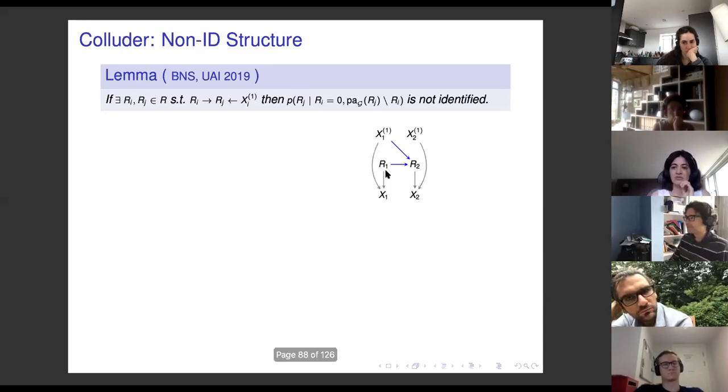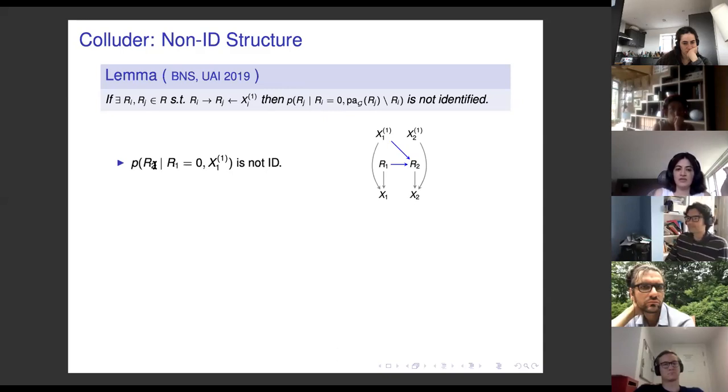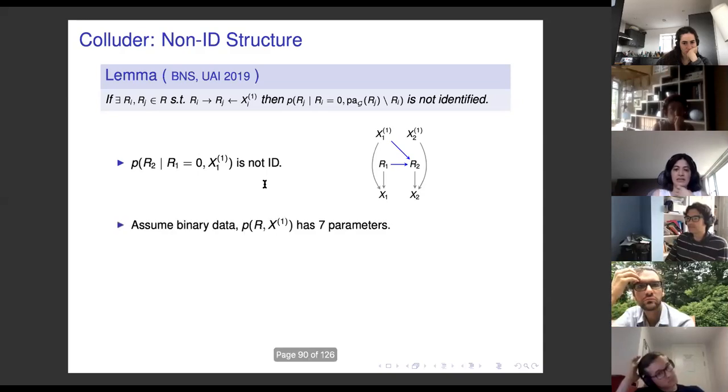So here's an example with two variables. R2 now satisfies this condition because R2 has R1 and X11 as parents. And what it means is that R2, this structure we call a cluder. So R2 is involved in a cluder structure now. And what this result is saying is that the propensity of R2, given that R1 is equal to 0 and X11, is not identified. And just to be more concrete, let's assume we have binary data.